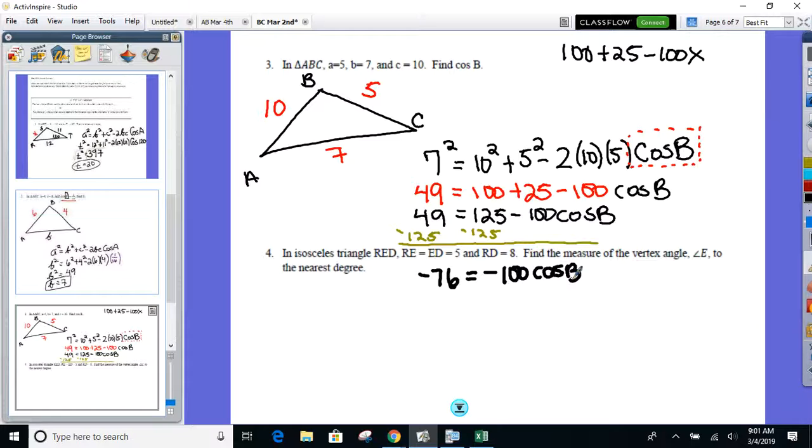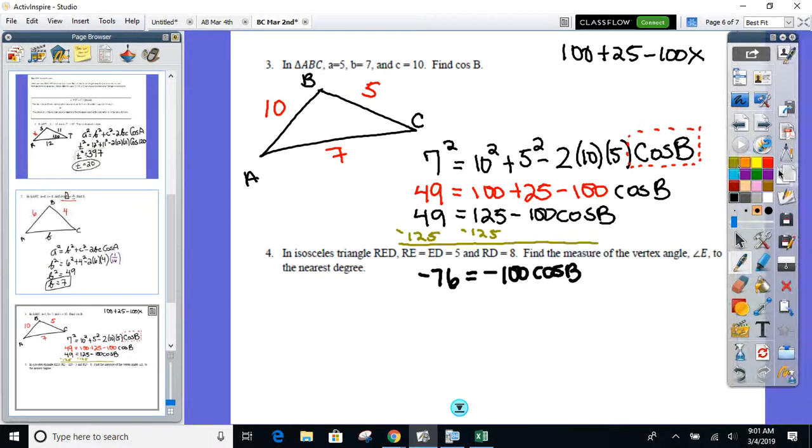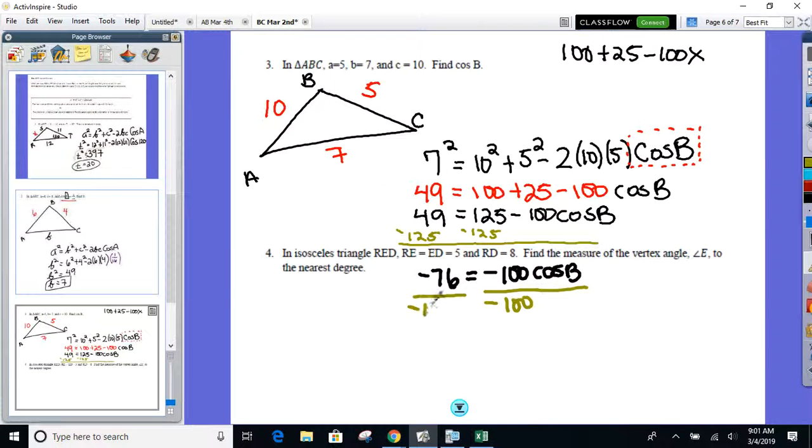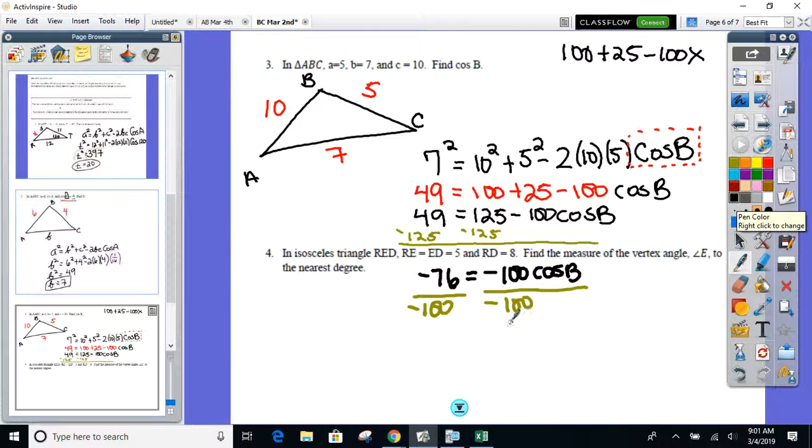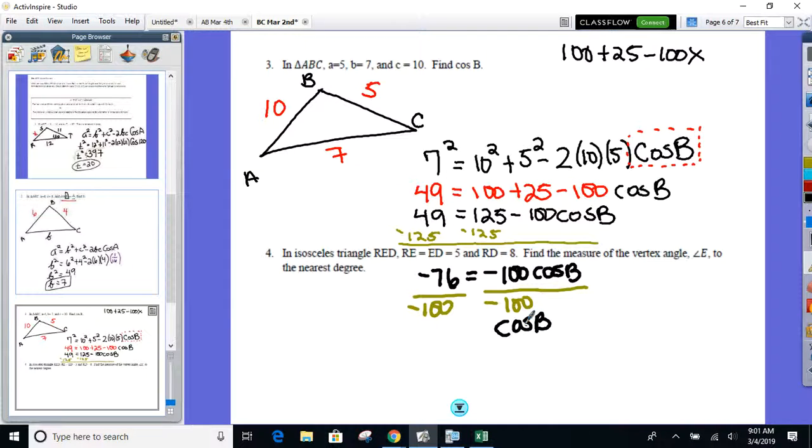And what are we looking to do on both sides? Divide by negative 100. I'd ask that you leave your answer as simplified as possible for me. So cosine of B, your calculator should be able to turn it back into a nice simplified fraction for you. That's why I'd ask for it that way. Negative 76 over negative 100 is 19 over 25. Make sure you can do that in your calc. 19 over 25. I don't need to go any further.